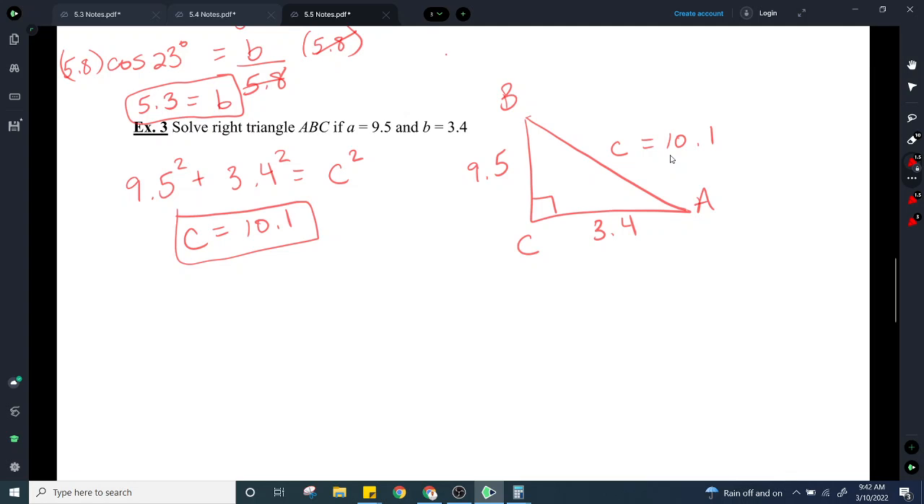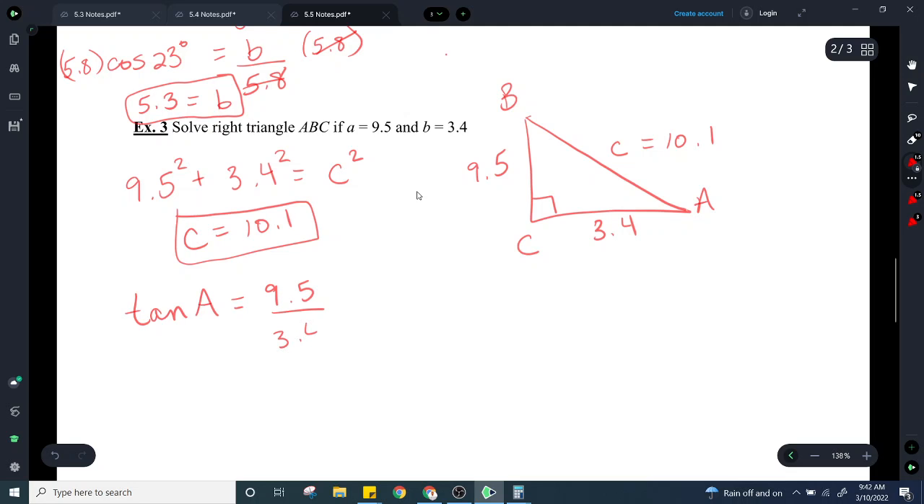I don't want to use that in a new calculation. So why don't we stick to the two sides they gave us, which are the opposite and the adjacent side. So that means we'd be using tangent. So I'm going to set up a little equation, and I'm going to say the tangent of A, because I don't know what A is this time, is going to be the opposite side over the hypotenuse.